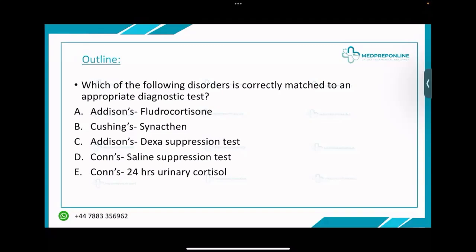Which of the following disorders is correctly matched to an appropriate diagnostic test? A. Addison's, pseudocortisone. B. Cushing's, cosyntropin. C. Addison's, DEXA suppression test. D. Conn's, saline suppression test. E. Conn's, 24 hours urinary cortisol.